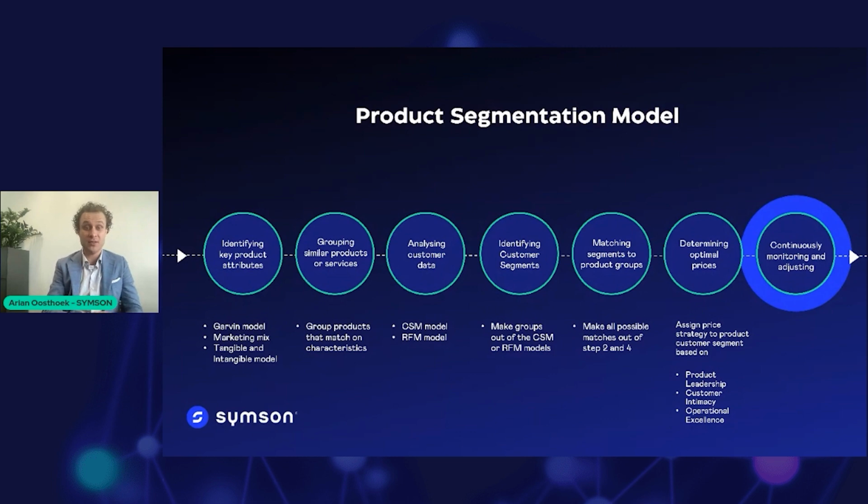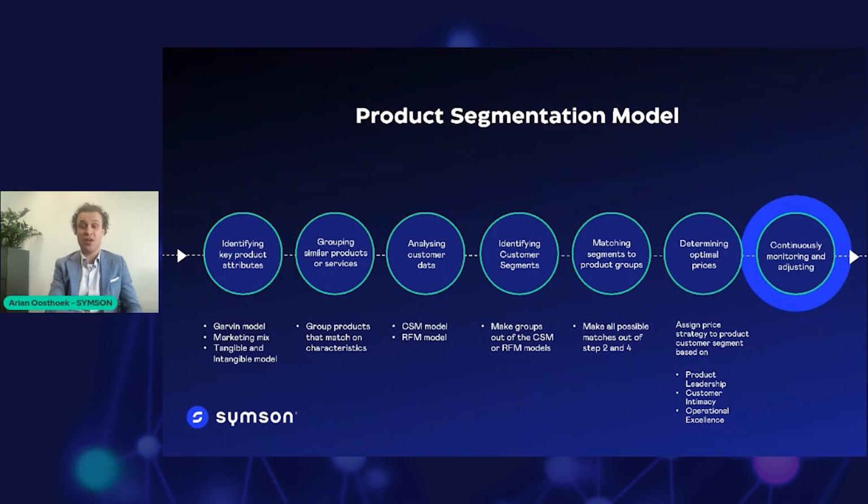with the ABCD analysis. Then we analyzed customer data, so we can group the customer data into customer segments. And then we discussed the step of how you can match the customer segments with the product segments. And then it's a good start to determine optimal prices based upon your company strategy.